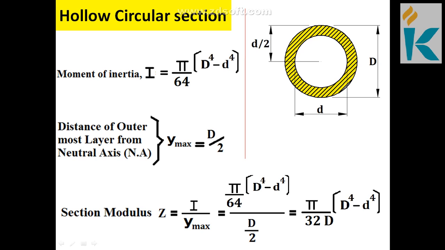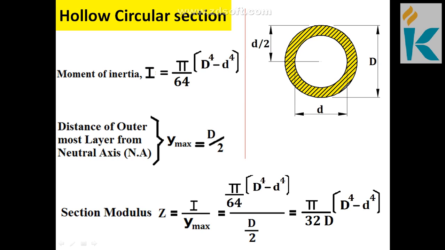Then coming to the next one, the hollow circular section. The moment of inertia is pi by 64 times (capital D power 4 minus small d power 4). You see in the diagram there are two circles. The outer one is capital D, the inner one is small d. The distance from the center neutral axis to the outermost fiber is y max, equal to capital D by 2.